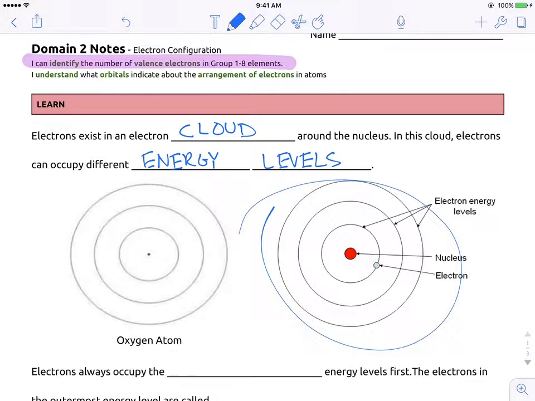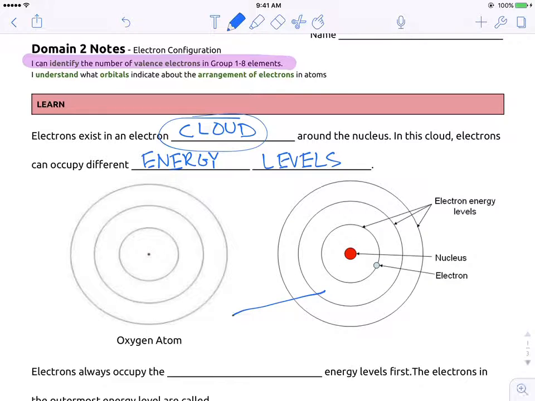So here I have an atom with the nucleus in the center, and these energy levels as these kind of circles or orbits around the nucleus. Now it's important to understand that electrons don't move around the nucleus in orbits like planets move around the sun. They move in this cloud, and they can be found moving within this area that's three-dimensional that we'll discuss later. But these orbits kind of help us visualize generally where the electrons can be found.